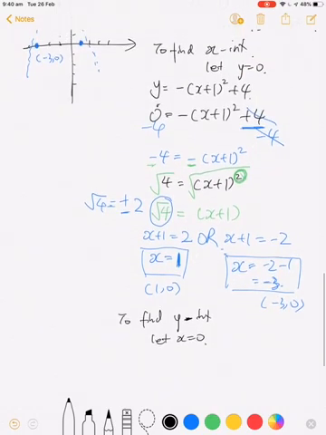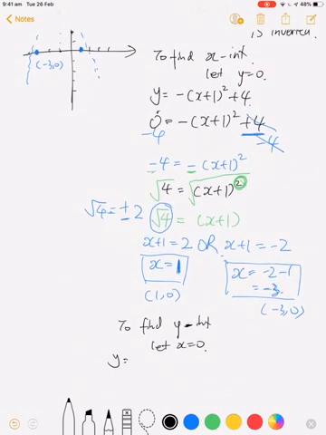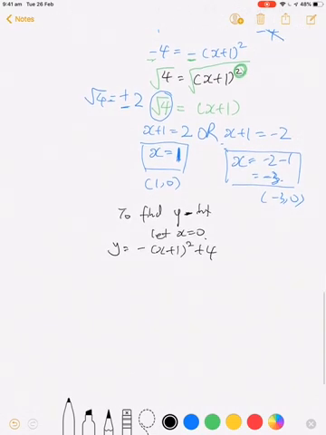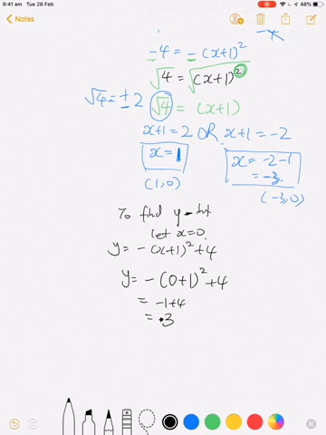So now originally y equal to negative (x plus 1) to the power of 2 plus 4, okay? Now we let x equal to 0, so y will be equal to negative (0 plus 1) to the power of 2 plus 4, okay? To simplify, it will be equal to negative 1 plus 4, which is positive 3, okay? So the y-intercept is 3. To write it as a coordinate pair, it will be (0, 3) because it's the y-intercept.